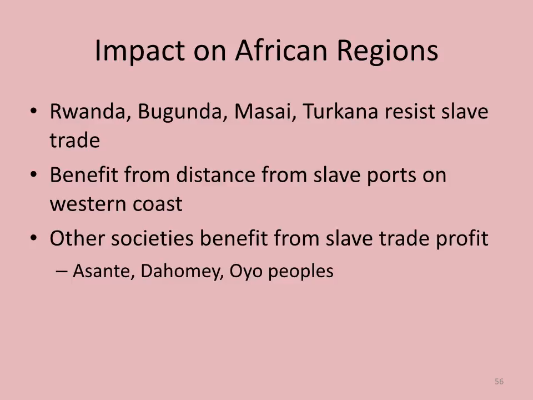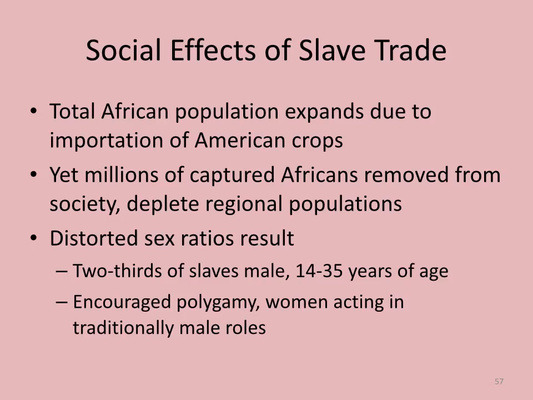We're going to see that they have the larger population. The reason why they are successful in keeping the slave traders out is because the distance from slave ports on the western coast. They're much further north. Other societies benefit from the slave trade, the Asante, the Dahomey, and the Oyo. They're going to be your leaders of slave traders. So they're going to be the ones going in and pulling out the slaves.